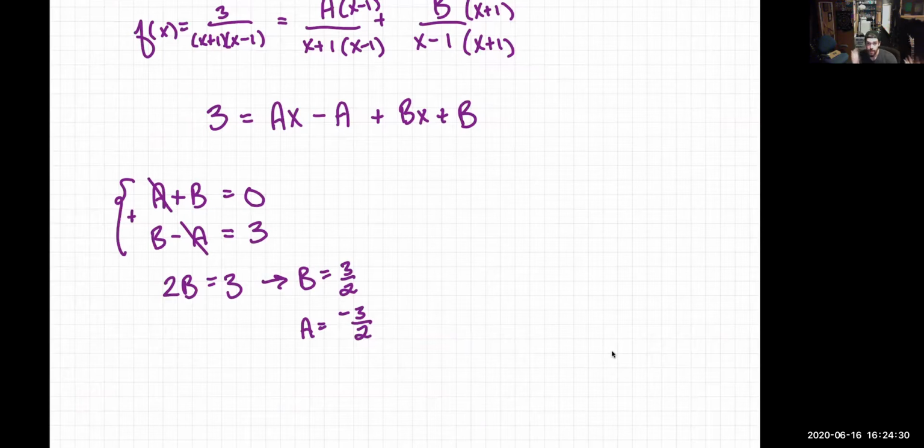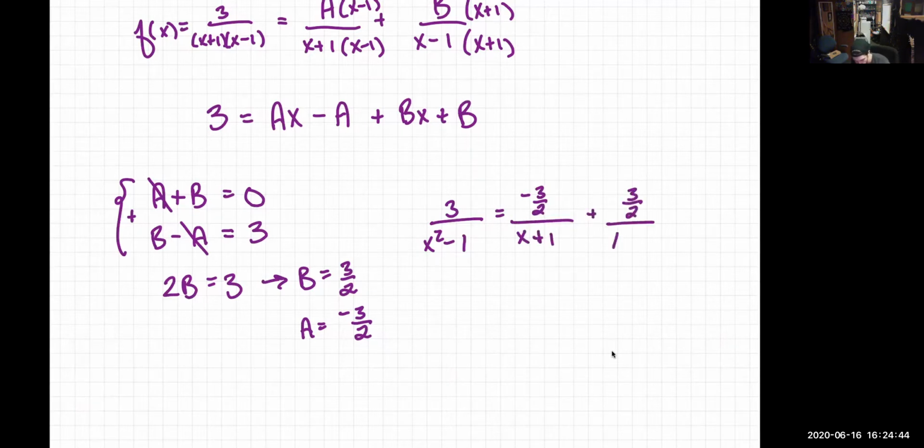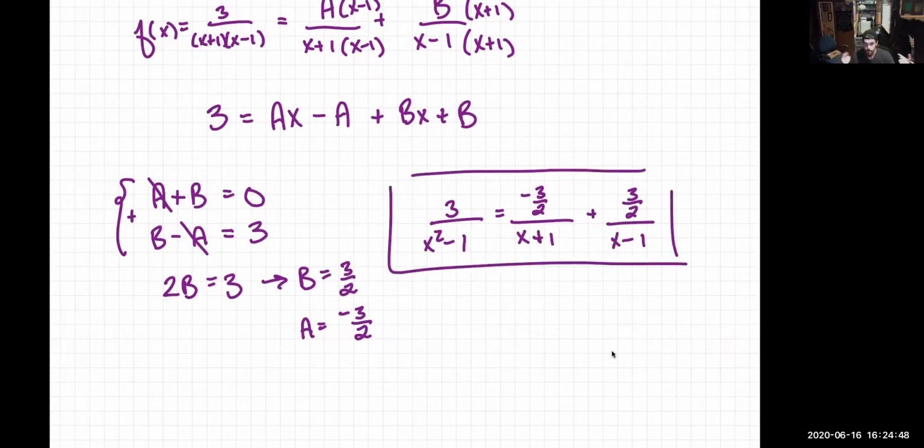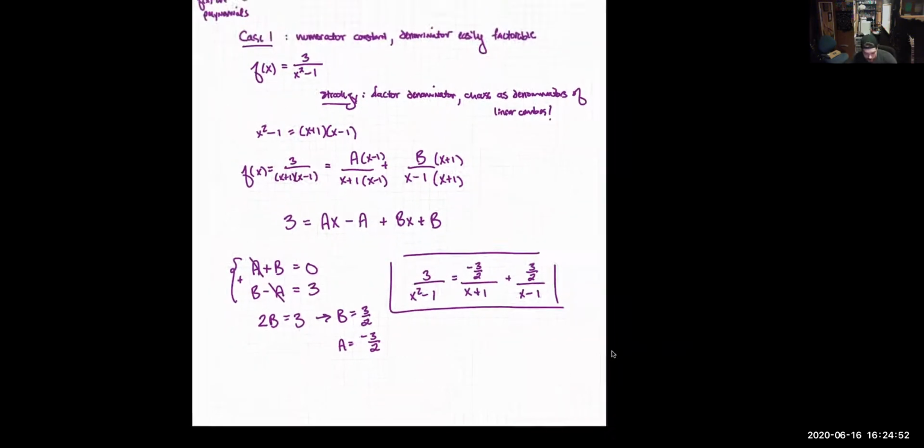And so this means we can successfully decompose 3 over x squared minus 1 into negative 3/2 over x plus 1 plus 3/2 over x minus 1. And that would be our partial fraction decomposition. That's nice and easy. Let's look at another case.